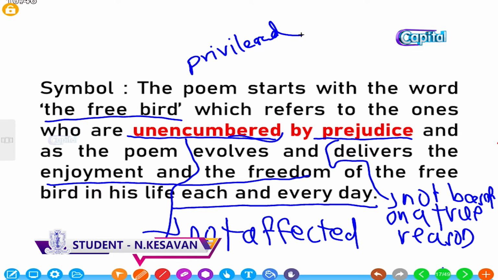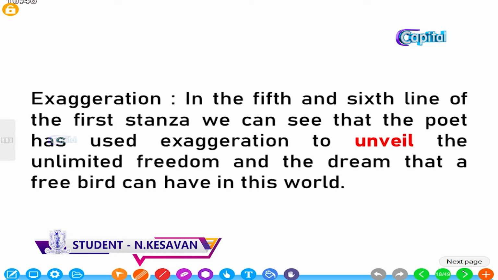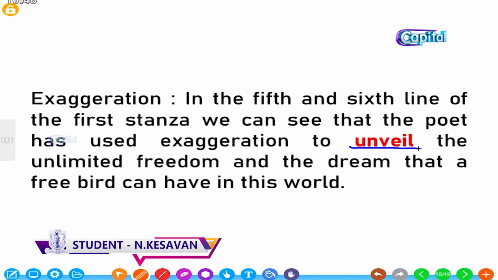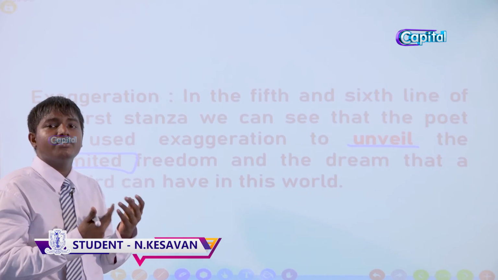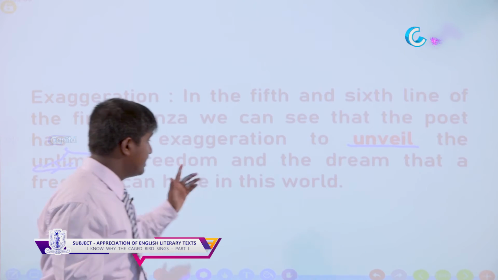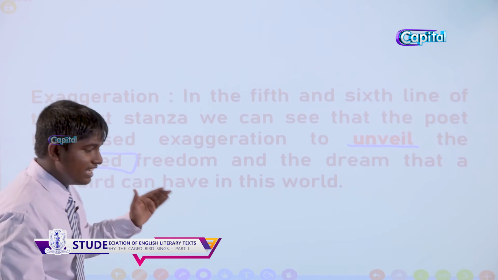And as the poem evolves and delivers the enjoyment and freedom, the unlimited enjoyment and freedom, we can see that clearly in the next technique, exaggeration. In the 5th and 6th line of the first stanza, the poet has used exaggeration to unveil the fact, to reveal the fact, the unlimited freedom and the dream that a free bird can have in this world. Unveil means reveal. So the exaggeration has been used to exaggerate the point of view of Maya Angelou towards the white Americans and the freedom that they can have in this world. That is the suggestion of the exaggeration in this poem.